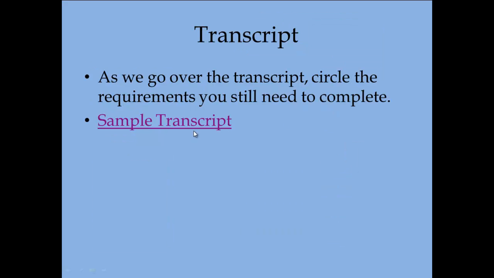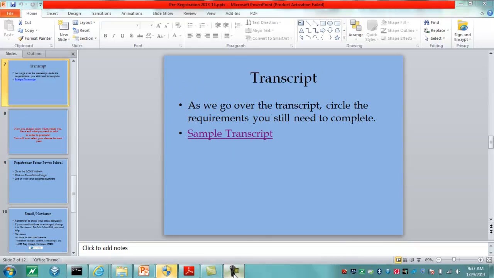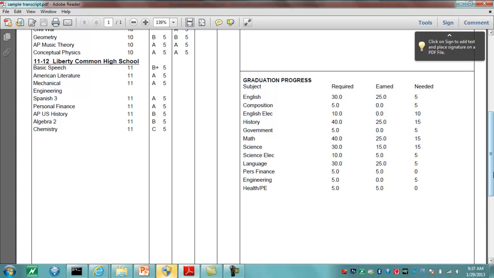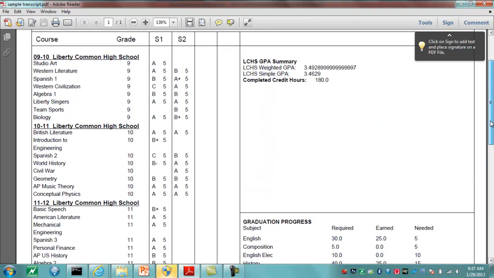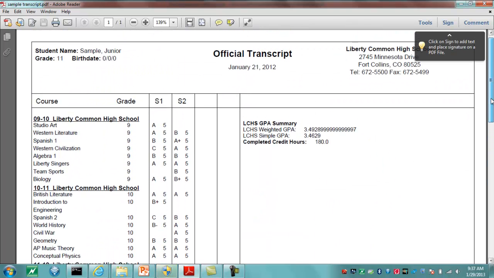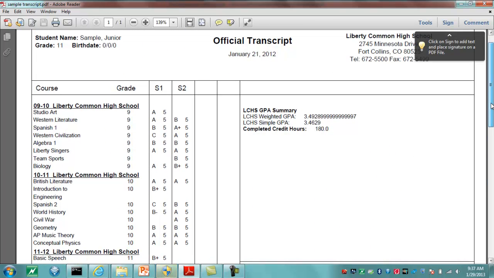So let's take a look at the transcript. This is a sample transcript of a fake student that we created here, just to give you an idea of what information you can find here.